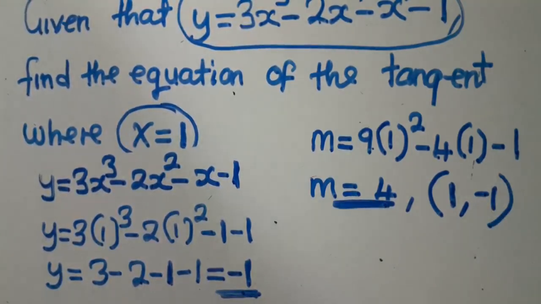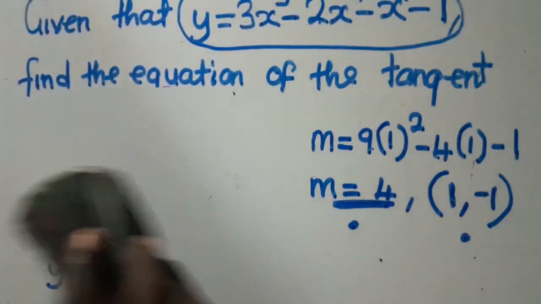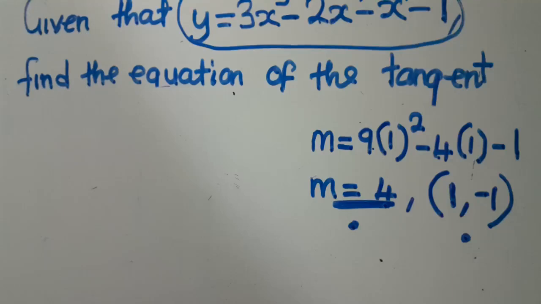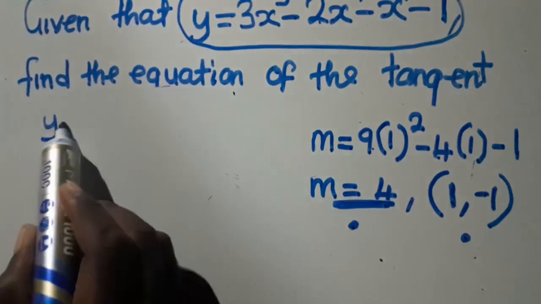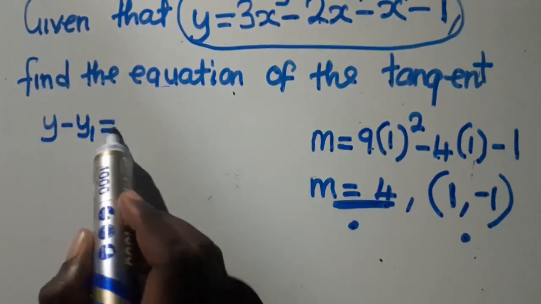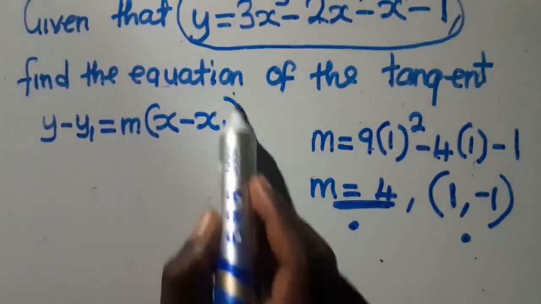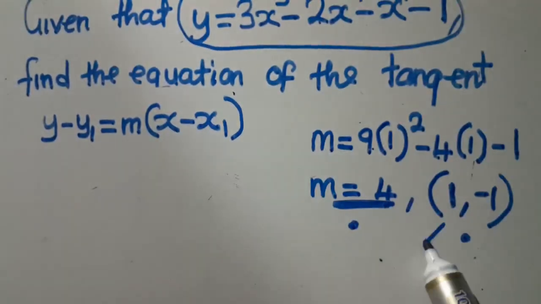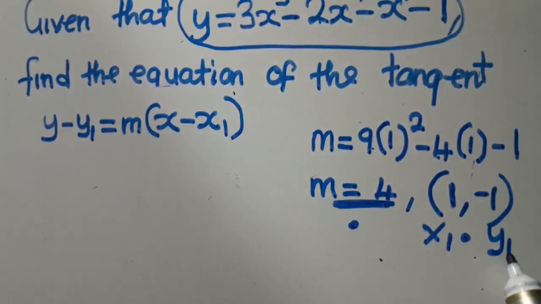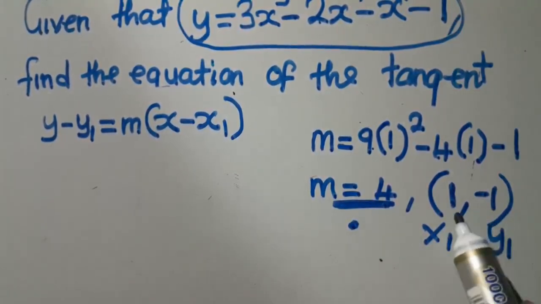So when you are told to find the equation of the tangent, this is what you need to do. You need to find the gradient and a coordinate. You need to have these two. We have a coordinate there and the gradient. After you find these two, then you write the general equation for all straight lines: y minus y1 is equal to gradient, open bracket, x minus x1. So for a coordinate, this is x1, the other one is y1. You are not supposed to exchange these.